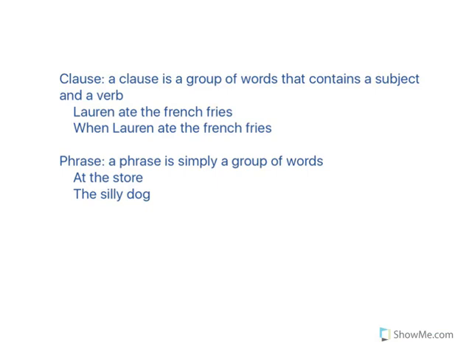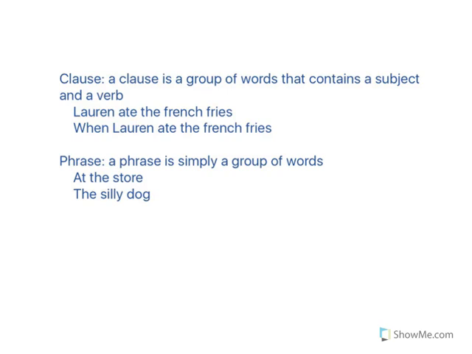A clause is a group of words that contains both a subject and a verb. An example of this would be, Lauren ate the french fries. You look and it has both a subject, Lauren, and a verb, ate. Another example would be, when Lauren ate the french fries. But consider that this statement is not a sentence. That doesn't make complete sense. We know that it's still a clause because it has a subject, Lauren, and a verb, ate. But just because it is a clause does not mean it's a sentence.